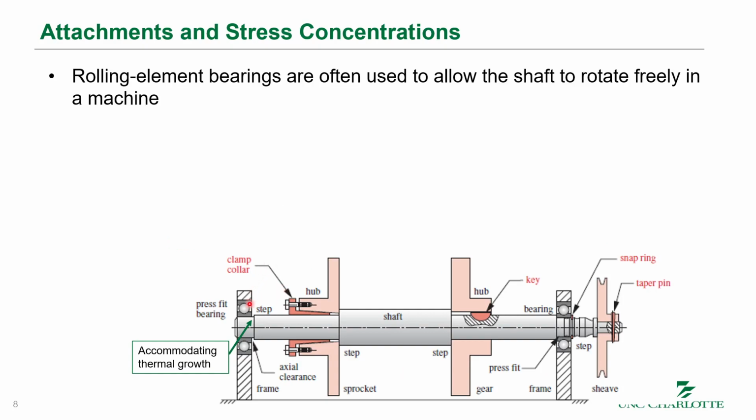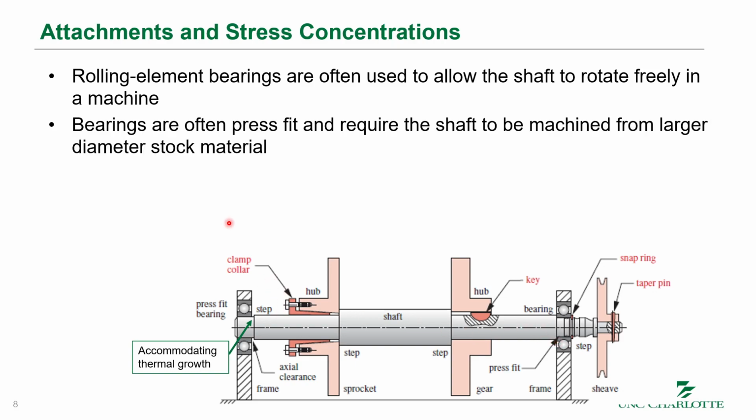Okay. Usually we use rolling element bearings, obviously, for allowing rotation on the shaft, to allow it to rotate freely. But the bearings themselves are often press fit. Okay. And so what that means is we usually have to get that dimension down to the tolerance required, and that usually means that shafts are often machined with a turning machine.